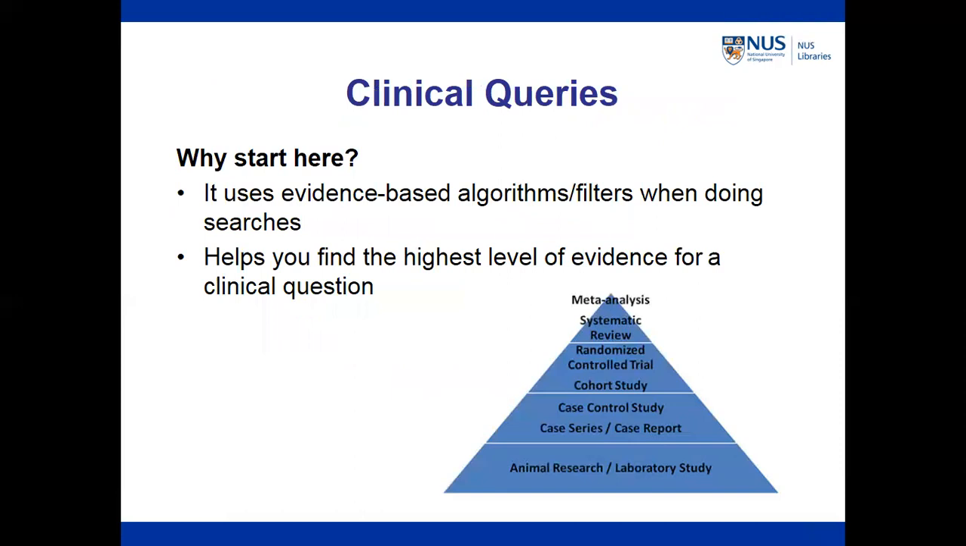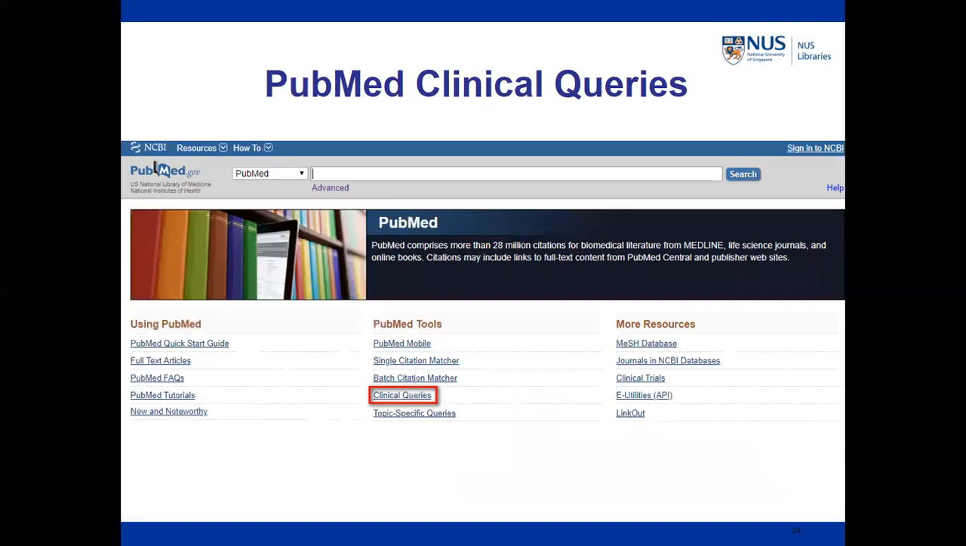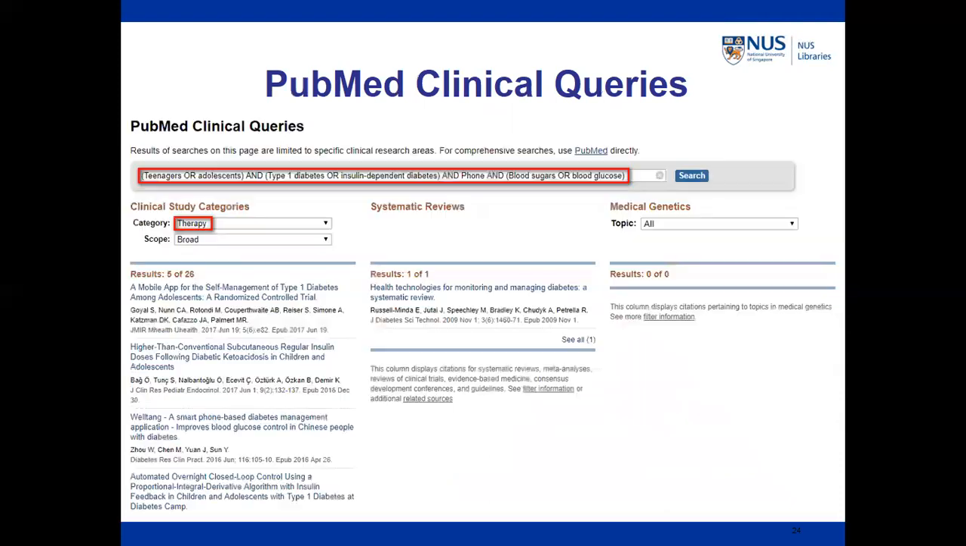evaluated. The highest levels of evidence for clinical questions are meta-analysis, systematic review, as well as RCTs. To view those articles, click on Clinical Queries, which is located under PubMed Tools. Once you click on Search after putting in the search terms, you will be able to see these three columns: Clinical Study Category, Systematic Review, and Medical Genetics.